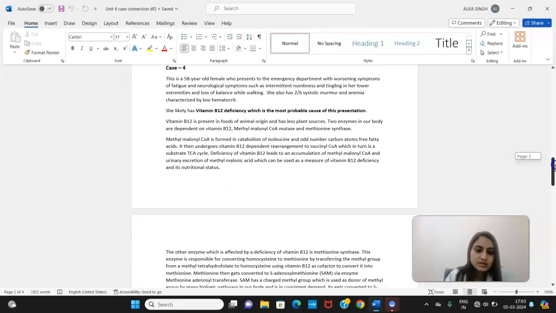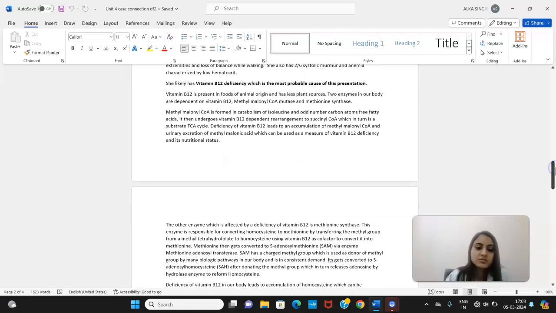The next case is case 4. In this, she likely has vitamin B12 deficiency, which is the most probable cause of this presentation. Vitamin B12 is present in food of animal origin and in fewer plant sources. Two enzymes in our body are dependent on vitamin B12: methylmalonyl coenzyme A mutase and methionine synthase.